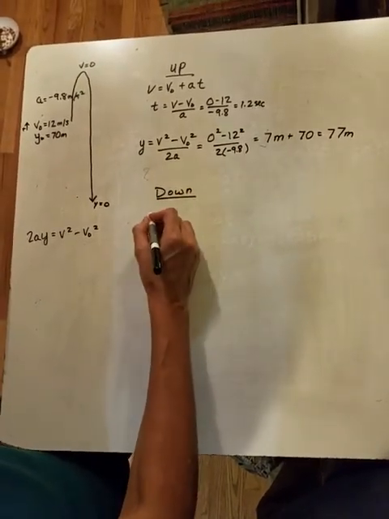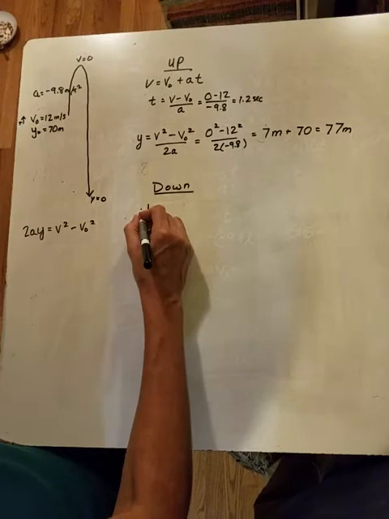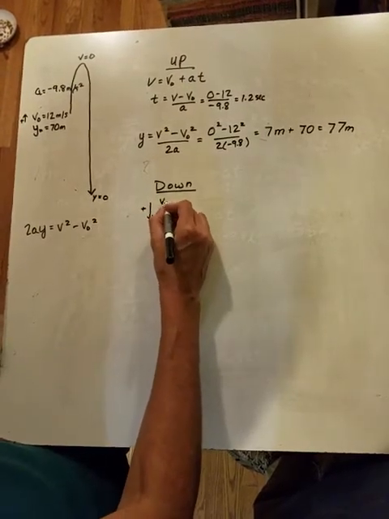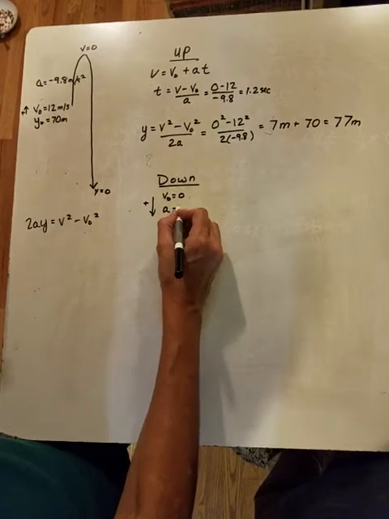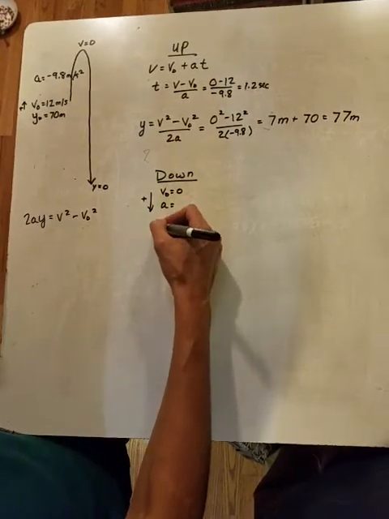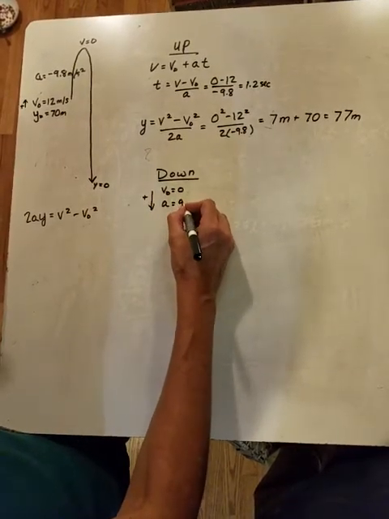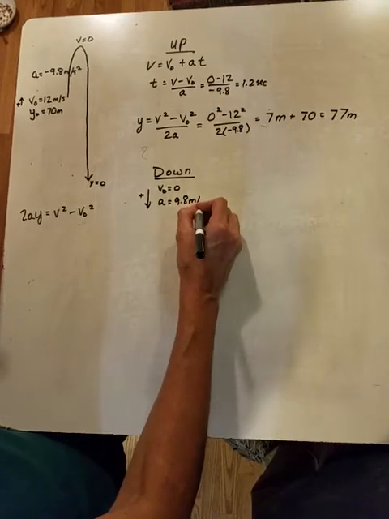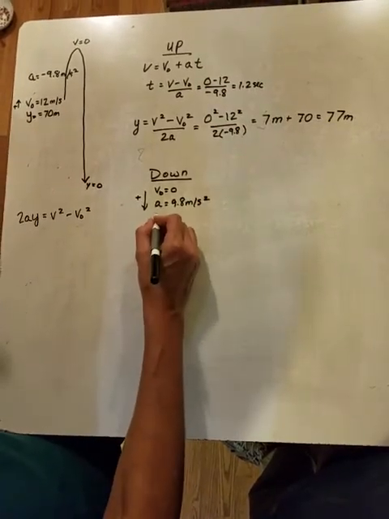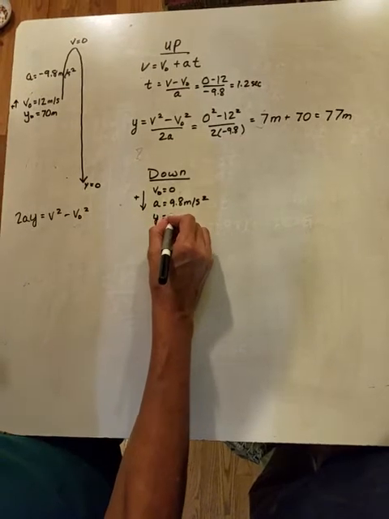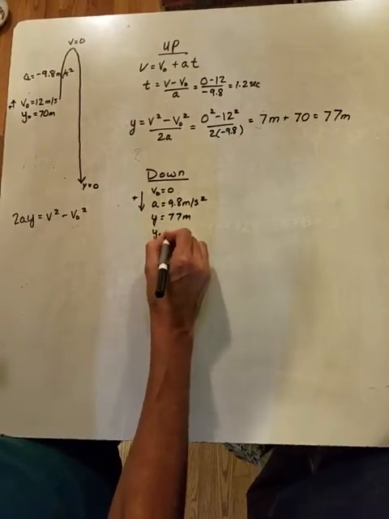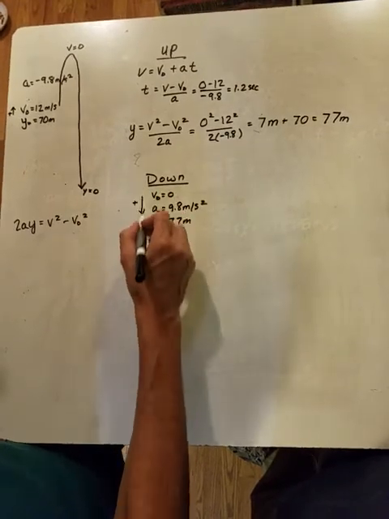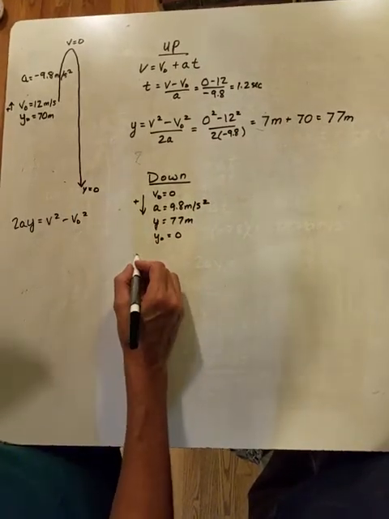For the trip down, I can make positive go downwards. Our initial speed heading down is going to be 0. The acceleration going down, if that's a positive speed headed down, then acceleration is a positive 9.8 meters per second squared. And my y value is going to be 77 meters, and it's going to start from 0. So it's a different way of looking at things.